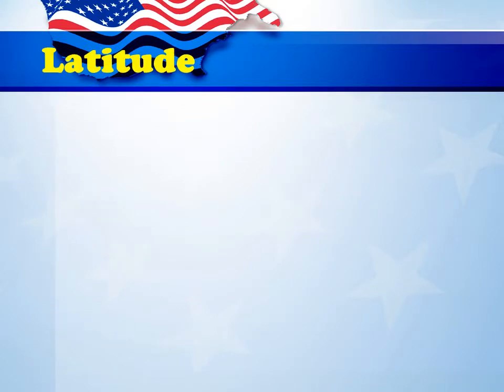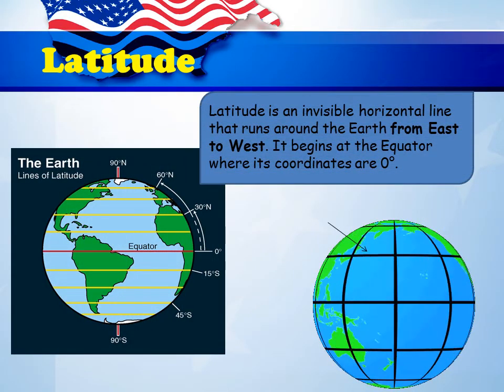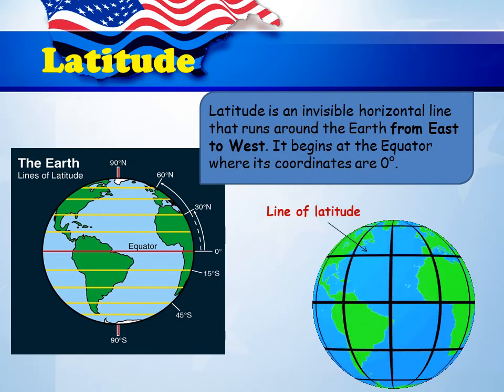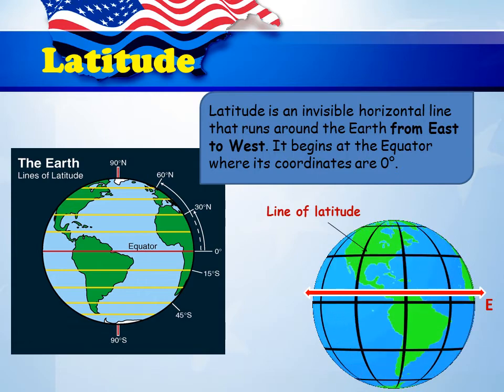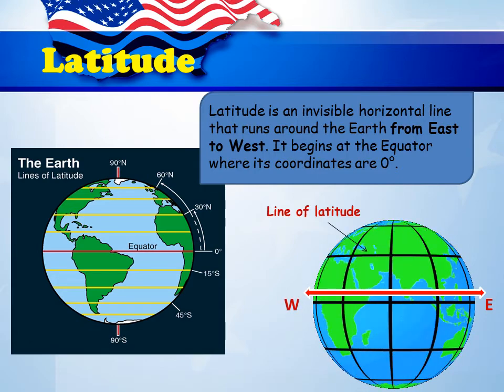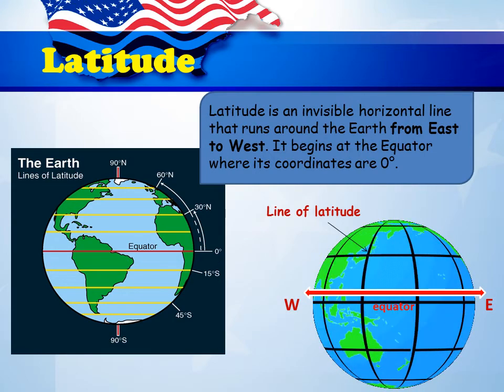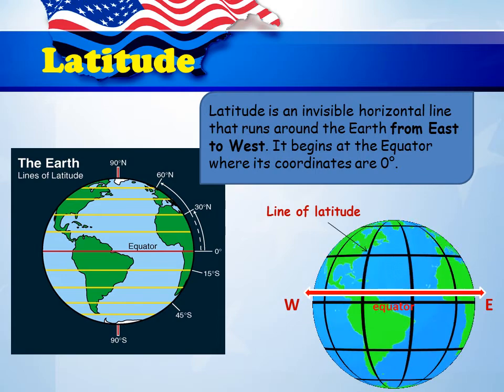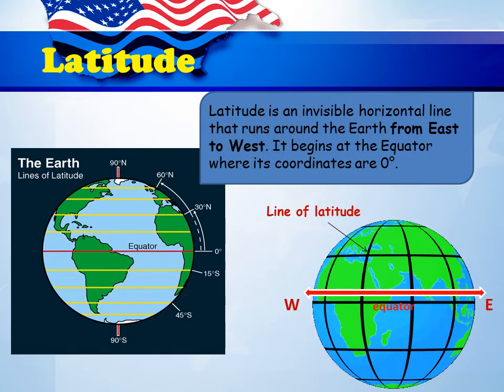Find out more about latitude. When you say latitude, grade 4, it is an invisible horizontal line that runs around the Earth from east to west. It begins at the equator, where its coordinates are 0 degrees. The lines of latitude run parallel to the equator in both the northern and the southern hemisphere, starting at 0 degrees and counting 90 degrees north and 90 degrees south.